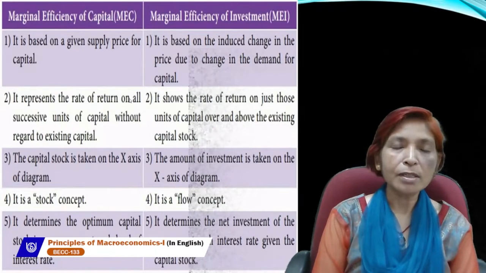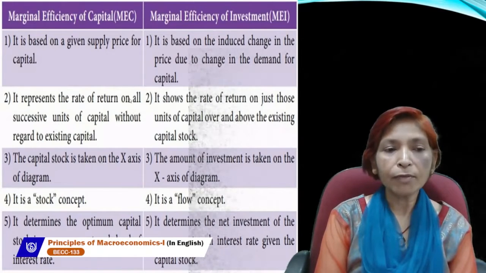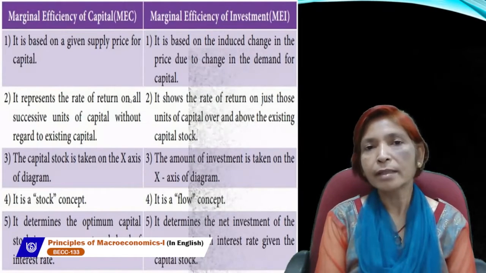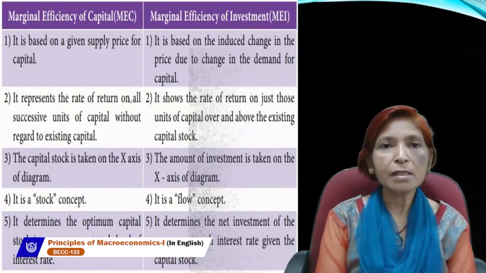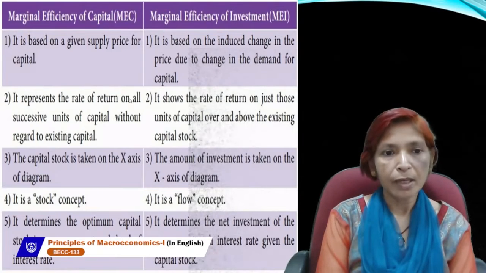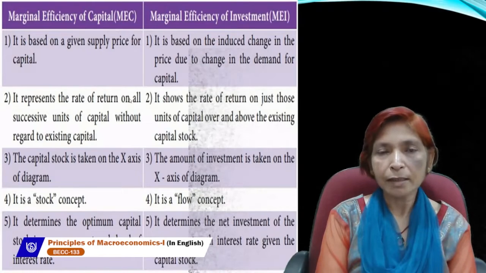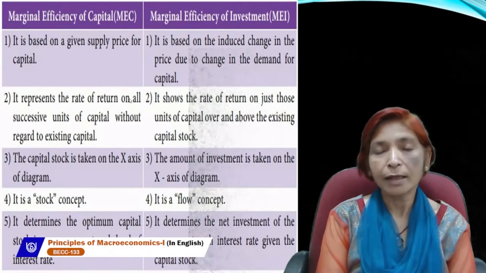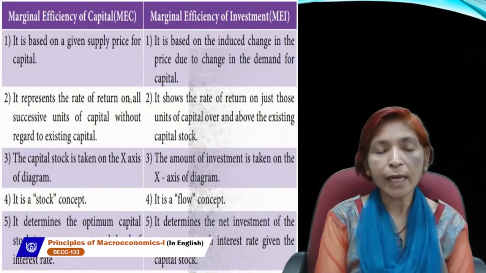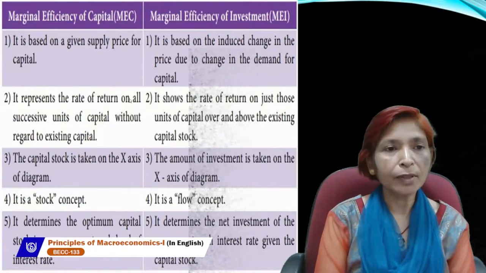Next, the second point on marginal efficiency of capital: it represents the rate of return on all successive units of capital without regard to existing capital. It means MEC shows the prospective yield of the capital asset, and MEI also shows the prospective yield of the capital asset, but that asset should be an existing asset. But under MEC, the capital asset should not be only existing capital.